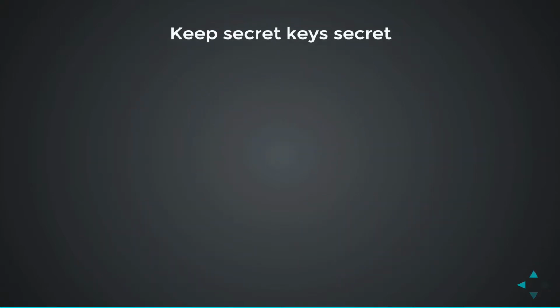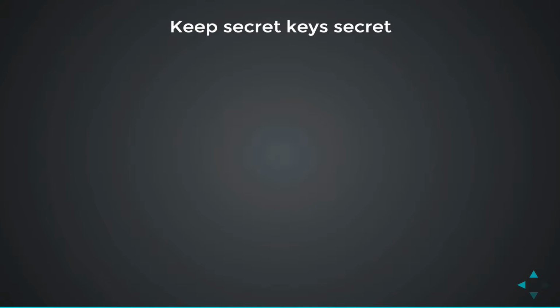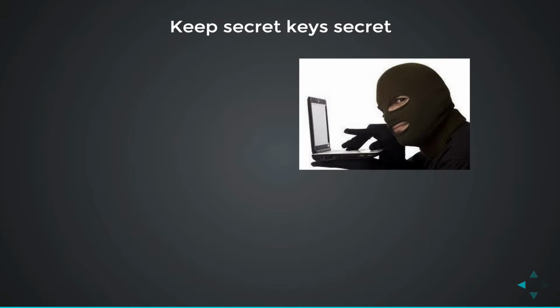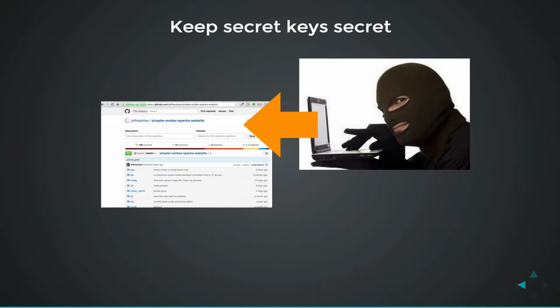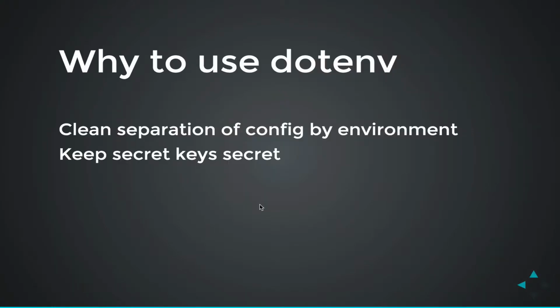The second reason to use .env is to keep your secret keys a secret, safe from people like this guy, who, if you zoom in on his computer screen, you can see that he's looking at my open source GitHub repository. I almost pushed my secret AWS key this weekend before being saved by .env. So, those are the two reasons we want to use .env: to have a clean separation of config by environment, and to keep our keys secret.